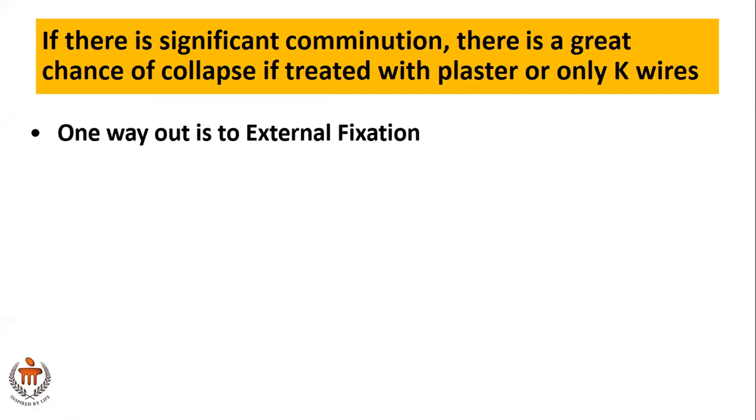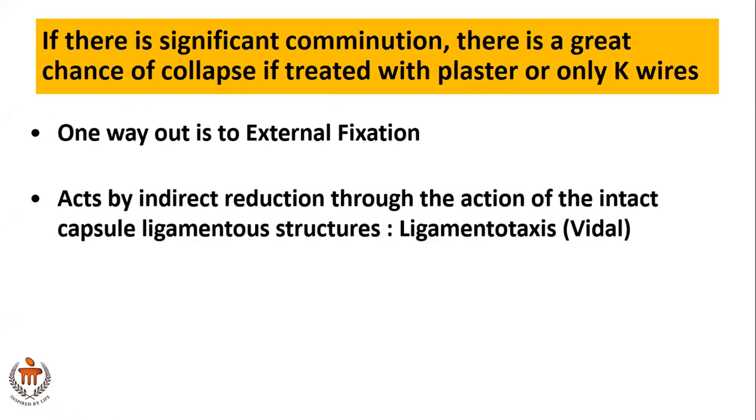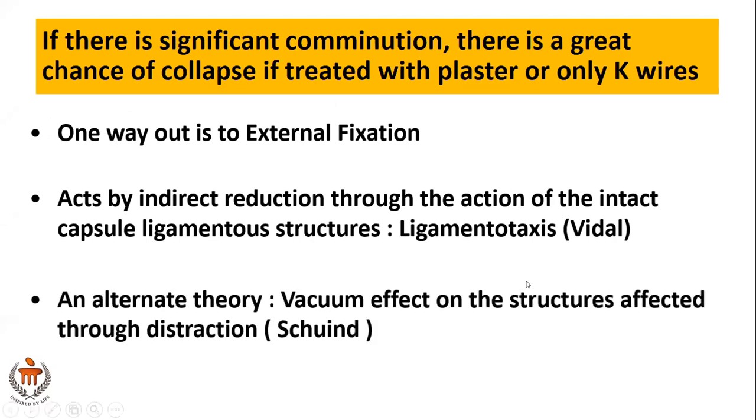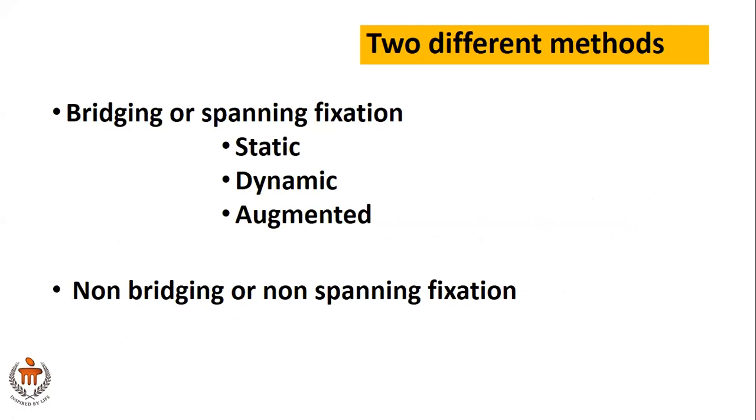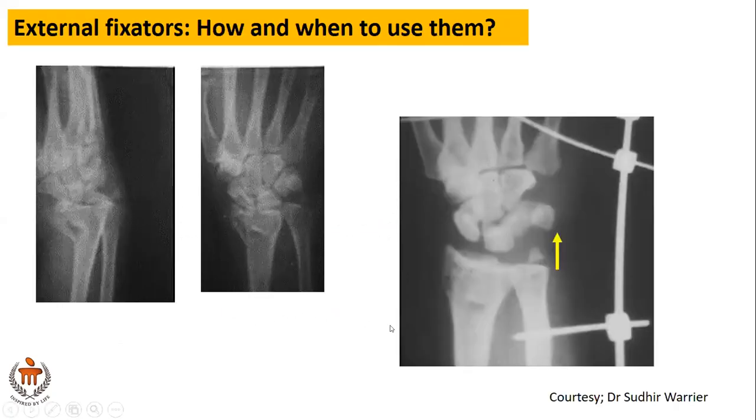I don't know how much external fixator is used in your scenarios, in your settings. I'm sure all of you know the concept of ligamentotaxis. There's an alternate theory where a vacuum effect on the structures is created through distraction. So it works when the soft tissues are relatively intact. You can bridge the joint, or there could be a non-bridging or non-spanning kind of fixation. But then again, you should know how to use it and when to use it.